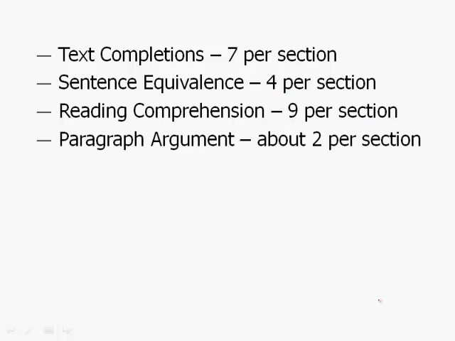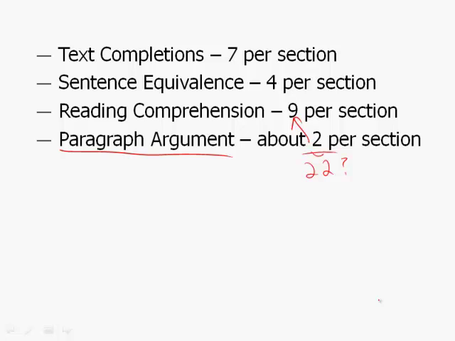Finally, there's the paragraph argument, and there are about 2 of these per section. Now, the thing is, you'll notice that, wait a second, first didn't do his math. 11, 9, and 2, that's 22. What's going on? Well, the thing is, paragraph arguments are contained in the reading comprehension section. So the GRE actually hasn't given a specific name for these question types, but what they are are paragraphs, and they are presenting a logical argument, and you basically have to evaluate that argument.